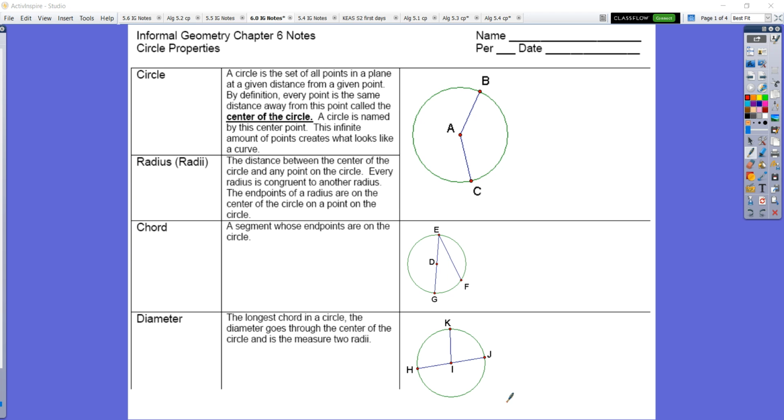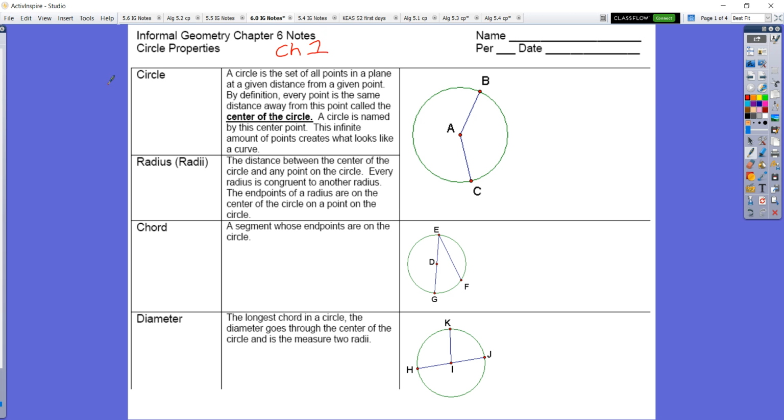So what we're doing in this first lesson is we're just reviewing different parts of a circle. Okay, so this isn't new material. If you are not in my semester 1 geometry class, we reviewed all this stuff during chapter 1. So we kind of looked at these definitions already.